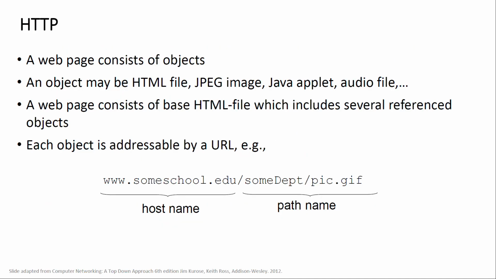So this is actually a simple protocol. A web page consists of objects. An object may be an HTML file. There might be images like JPEG images, Java applets, audio files, and so on. A web page consists of a base HTML file, which includes several referenced objects. Each object is addressable by a URL. For example, you have the host name, and then the path of the document you are trying to obtain. In this case, the object is a GIF file.